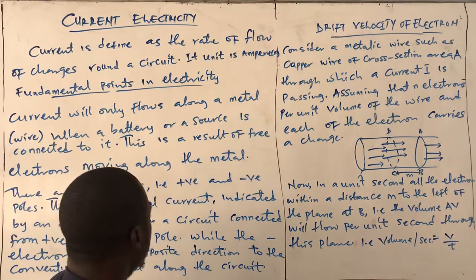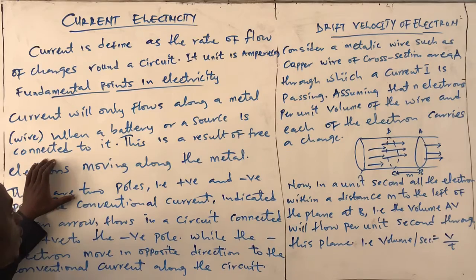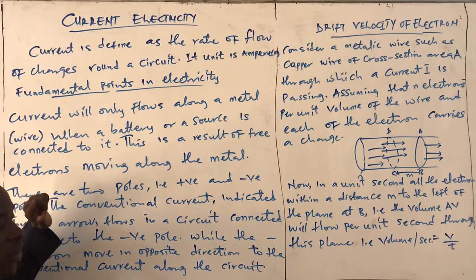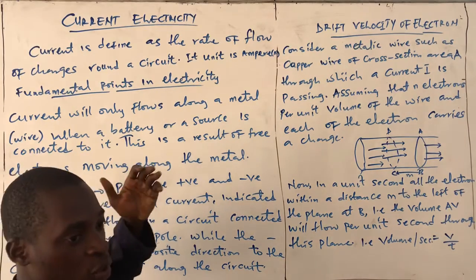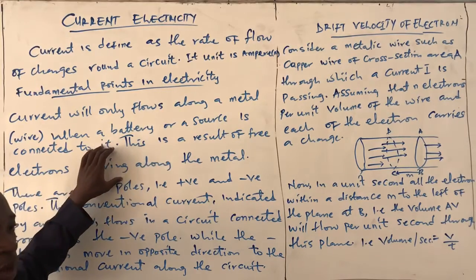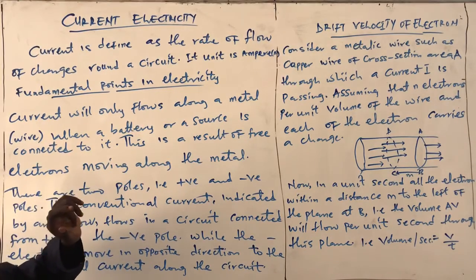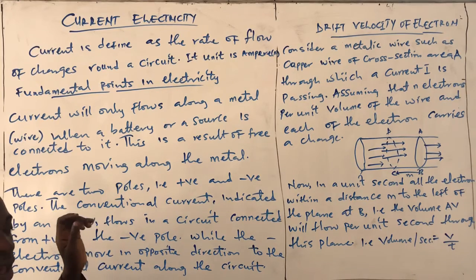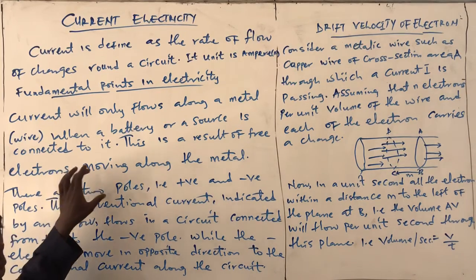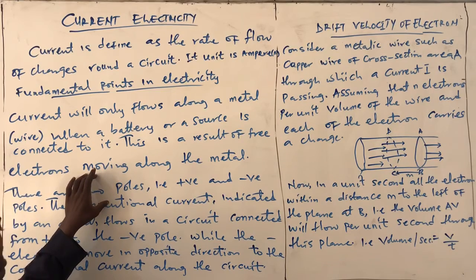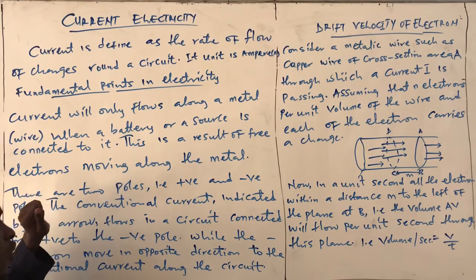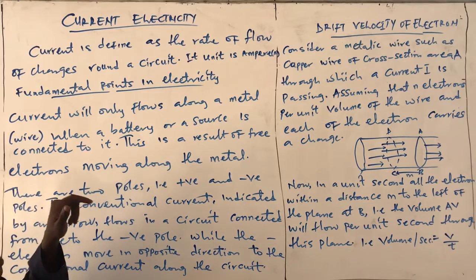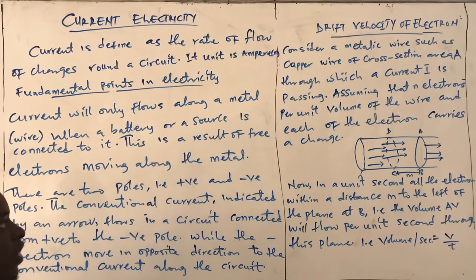So this is about the fundamental law of electricity. It means that for electricity to be produced, there must be two things. The first one is there must be a source or battery connected to it. And the other thing is that there must be free mobile electrons. So it is this free mobile electron that is transferred into the conductor and produces electricity.